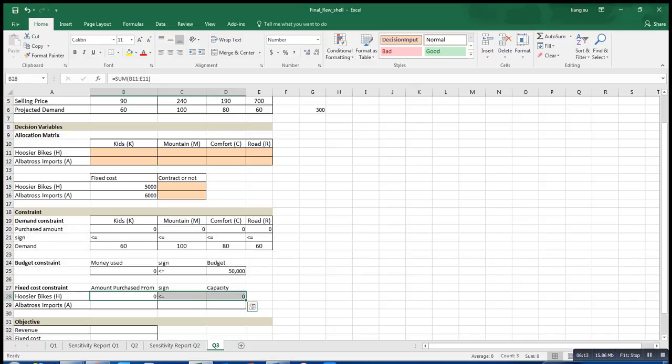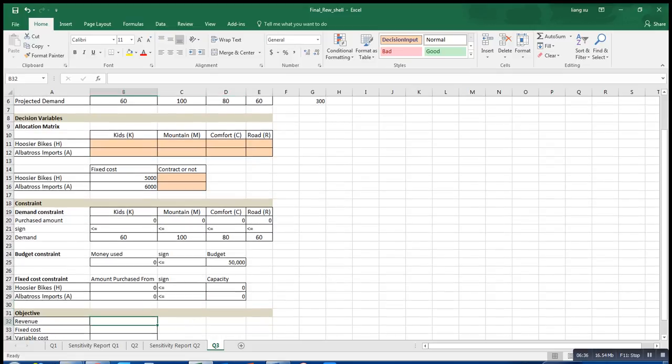And you can easily copy this cell into the next row to get the constraint for the next supplier. Basically, the total amount of bikes you buy from the supplier has to be less than this. It says if you don't contract with them, you can't buy from them.